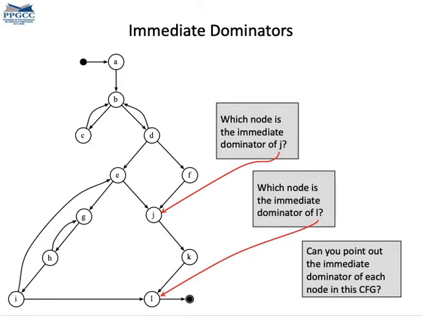So let's see some examples of immediate dominance using the CFG that we had seen before. Can you guess what are the dominators of J and L? What about the other nodes in this CFG? Can you find their immediate dominators?